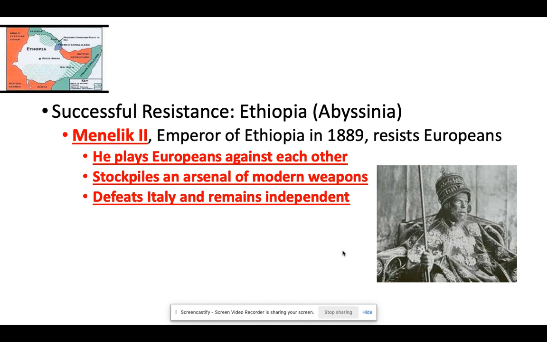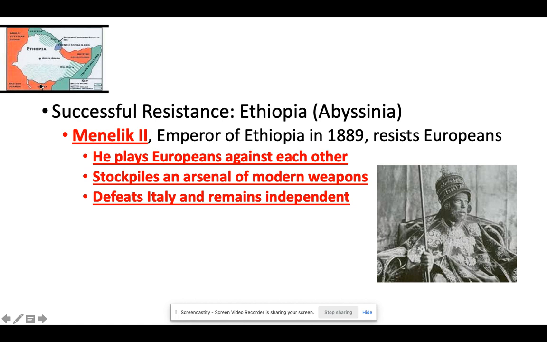Well, Ethiopia, or Abyssinia, is going to take a completely different approach. So we have Emperor Menelik II, who becomes emperor in 1889, and he is going to modernize a little differently than we saw in Siam. And up here we have our map of Abyssinia, or Ethiopia. It shows Eritrea, French Somaliland, British Somaliland, Italian Somaliland, and then Anglo-Egyptian Sudan. You're surrounded by these European colonies here.